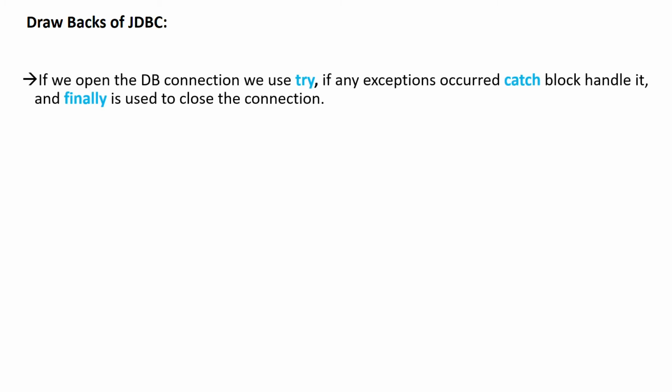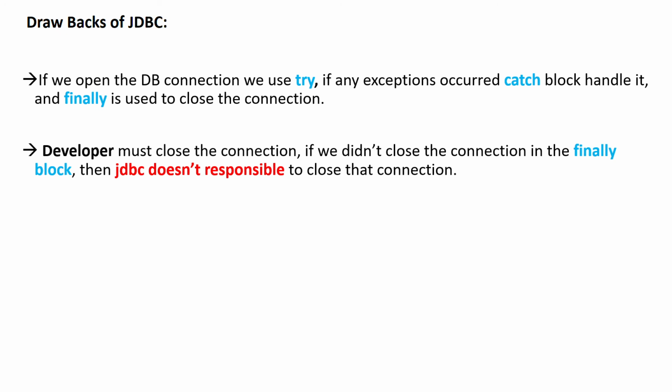So let's understand the drawbacks of JDBC. If you open the DB connection, we need to use a try block. If any exception occurs, the catch block will handle it. And finally is used to close the connection. The developer must close the connection. If you don't close it in the finally block, JDBC is not responsible for closing the connection.